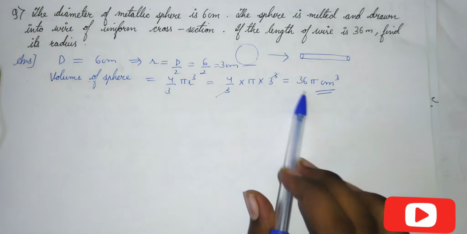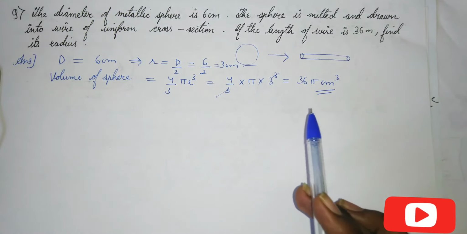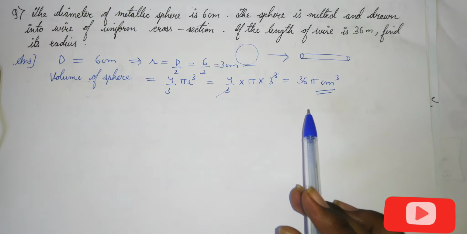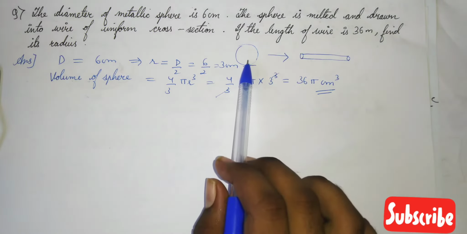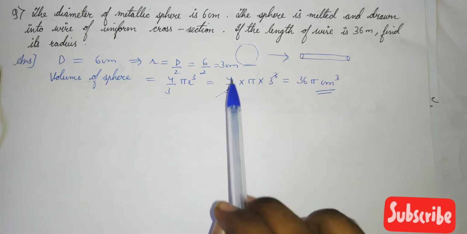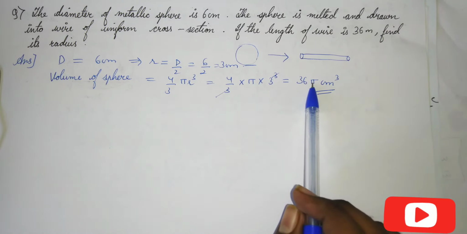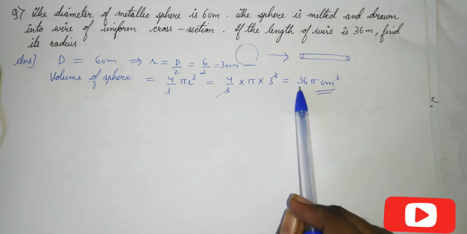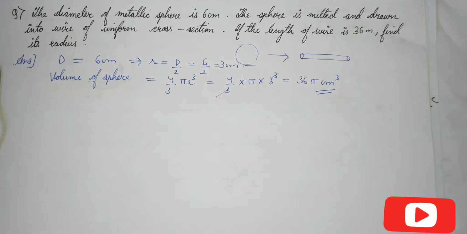Now why am I writing pi here? Why am I not substituting the value of pi? Because the volume of sphere is equal to the volume of wire, so the pi will get cancelled anyway. It's better to keep the pi value as it is.